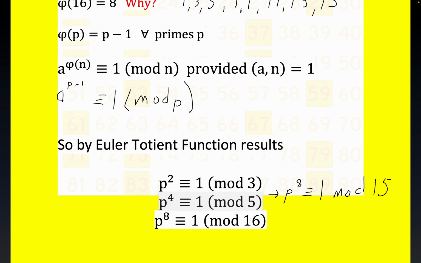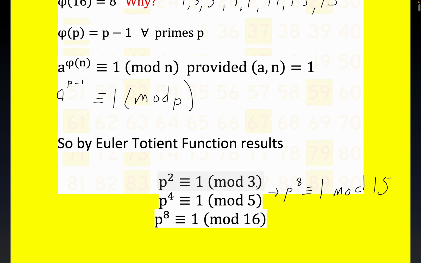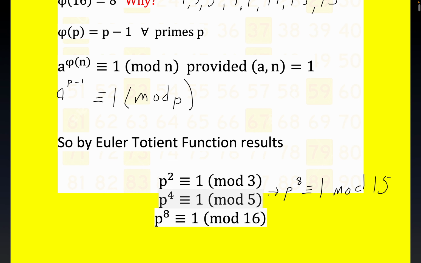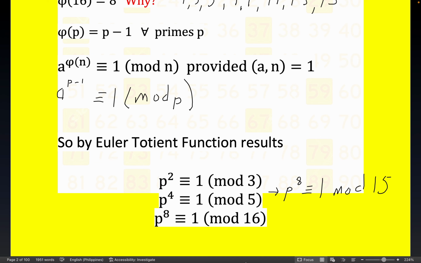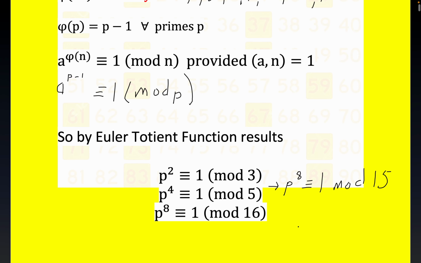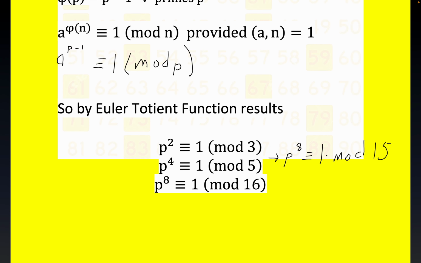Okay, folks, again, p squared minus 1 is divisible by 3. P to the 4th minus 1 is divisible by 5. And so that forces p to the 8th minus 1 to be divisible by 15, right? I mean, that's just basic divisibility. Okay, but notice if you combine this one with this one, we get what we're looking for.